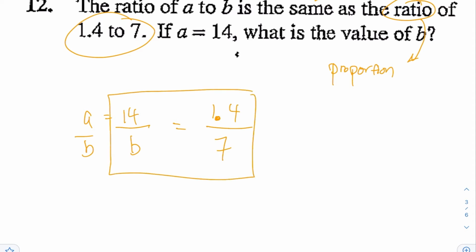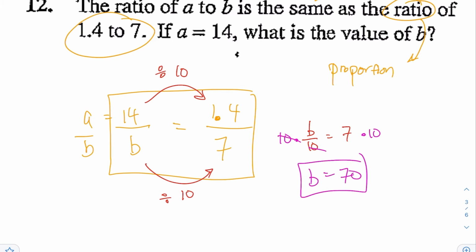So this is the proportion that you can solve. Here you can cross multiply, or in this case, just divide: 14 divided by 10 gives you 1.4, so you also divide the denominator by 10. So b over 10 is equal to 7. And to solve for b, you'll want to multiply both sides by 10. You get that b is equal to 70. So b has to be equal to 70 in this case, because 70 divided by 10 is equal to 7. So the answer is b equals 70.